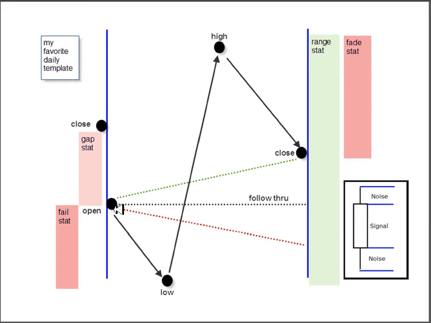The next measure we look at is based off the open, low, high, close structure. And so we have the open here, we have the low of the day here, we have the high of the day here, and then the close of the day here. And this is my favorite daily template because I like to see the gap down. I like to see a quick sell-off to the low of the day, then a move to the high of the day, and then a price decay into the close. That's my favorite pattern to trade.